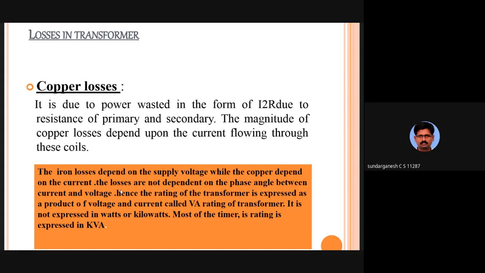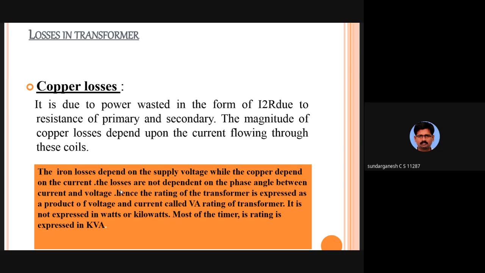Next one is iron loss. Iron loss is constant. It depends upon the voltage, whereas the copper loss is dependent upon the current. These losses are not dependent upon the phase angle. They are only dependent upon the voltage and the current.